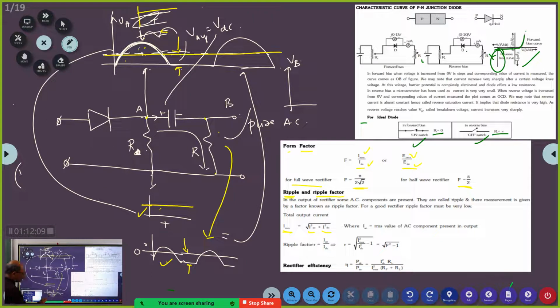IAC square means, see, just now I told you, this is the voltage waveform. That is the V output AC waveform. If I divide this by RL, what is RL? This RL. If I divide this by RL, then what will I get? Voltage upon RL will be the current. That will become IAC square. This is VAC. VAC divided by RL will give you IAC.